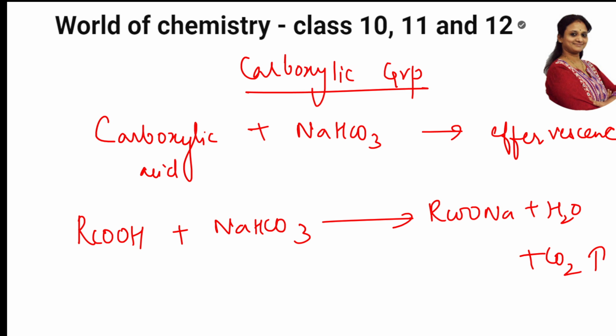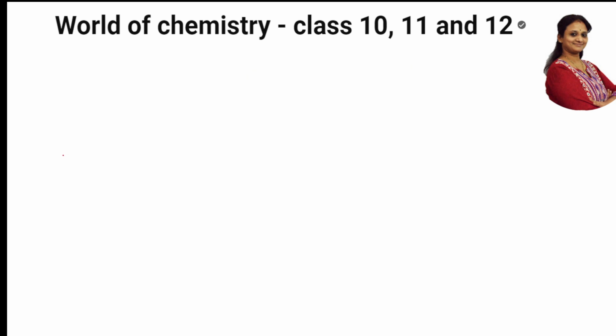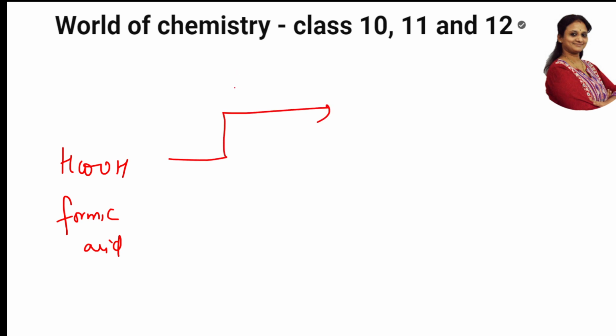Done. Now, same thing, if I take a carboxylic acid, if they ask you formic acid, let us take formic acid. This is your formic acid. Remember, students, formic acid, you can test it with Fehling solution.